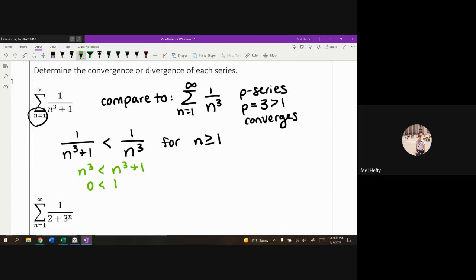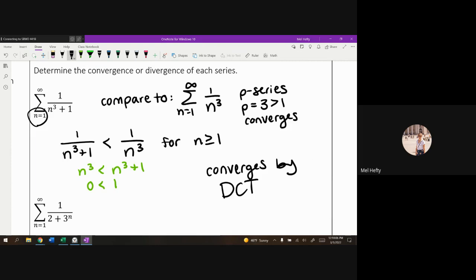If we can show that the terms that we're asked about, the 1 over n cubed plus 1, are smaller than something I know converges, we can say that this original series converges by direct comparison test. A lot of you guys have been asking about acronyms because you don't like asking. DCT is fine, both on my test and the AP test.